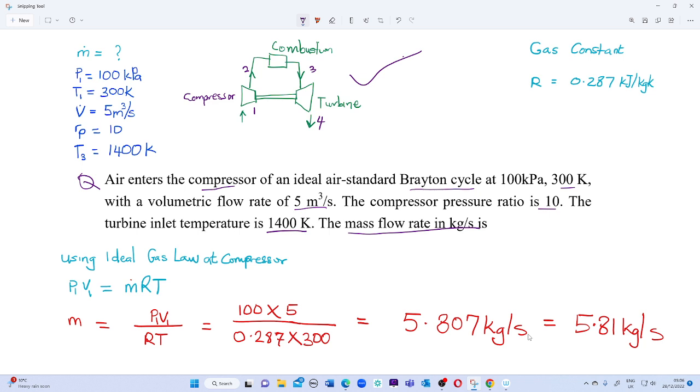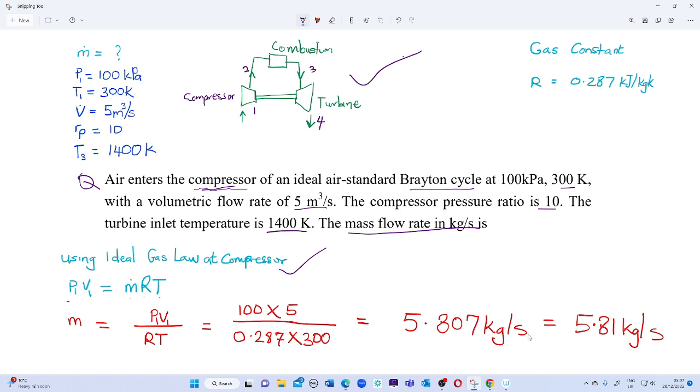Now, knowing fully well that an ideal air standard Brayton cycle operates under ideal gas law, so therefore at the compressor, the air process will be under ideal gas law. So therefore, by using the ideal gas formula combined here, we have our PV equals mRT. That is the pressure, the product of pressure to the volume equals the mass flow rate multiplied by the R, which is the gas constant, to the temperature change.